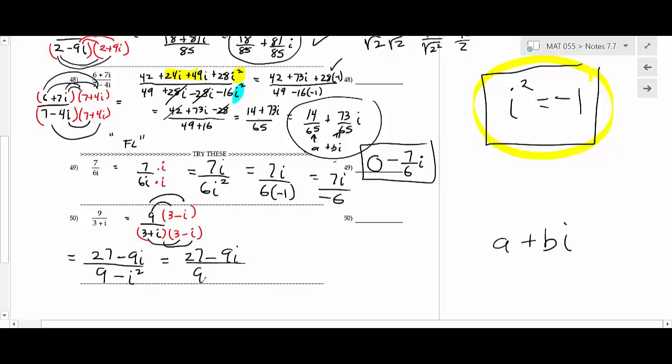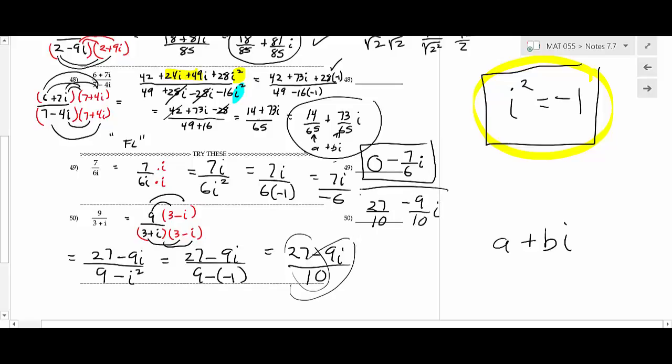Now this would be 9 minus negative 1, right? So what is the denominator? 10. That's 9 plus 1, so that's 10. So you'd have 27 minus 9i all over 10, then you just break it up. Okay, the first part is the 27 over 10. That's the real part. The second part is the minus 9 over 10 i, so that's your answer. That's how you write it.